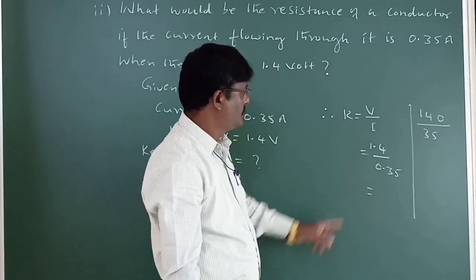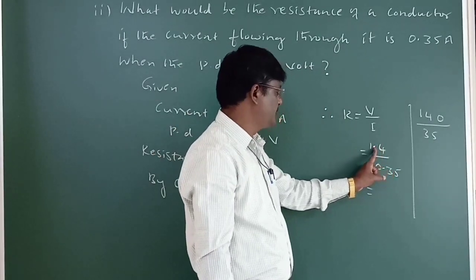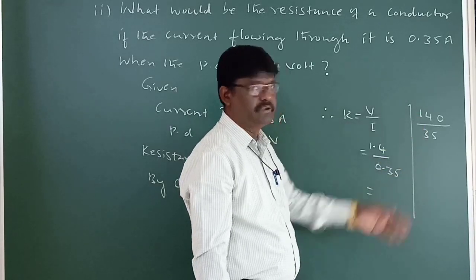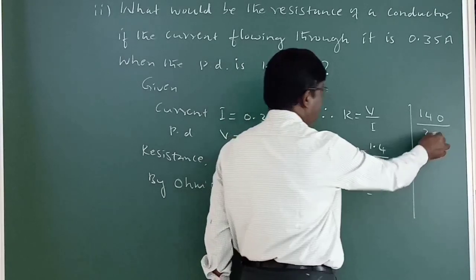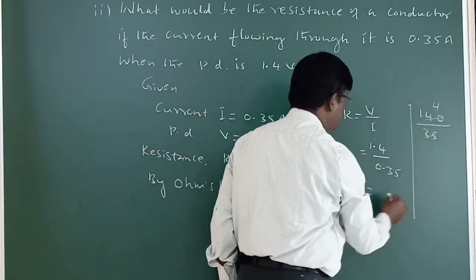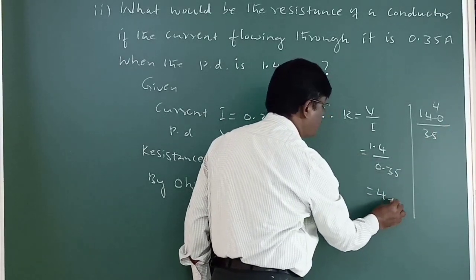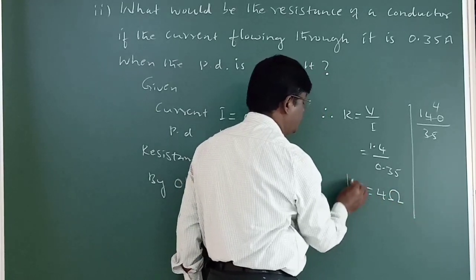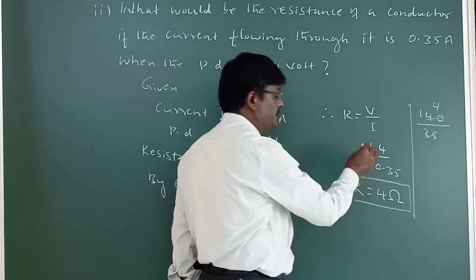Understood, children? 1.4 has 1 digit after the decimal and 0.35 has 2 digits after the decimal, therefore we get like that. Then 35 ones are 35, 4s are 140, hence it comes 4 ohm. Write that, ohm. Take some time and write neatly.